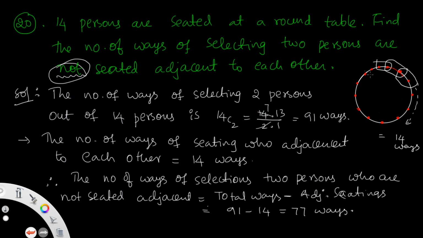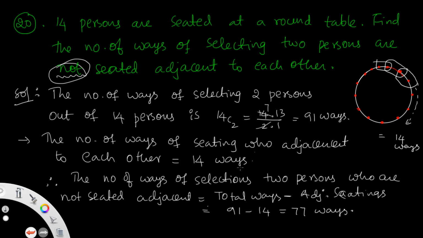First I am selecting any two persons. Number of ways of selecting any two persons, whether this way, or this way, or this way, anyway. Two persons out of 14 persons is 14 C2 ways. Then you get 91 ways.